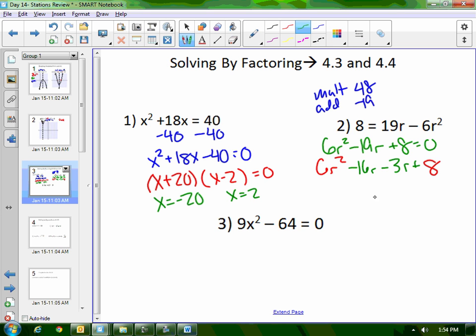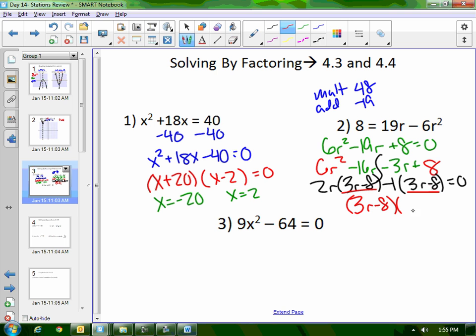That's plus 8. Once you've got four terms, you can do grouping. The GCF on this side would be 2r, and I'd have 3r minus 8. Here I'm going to bring out a negative 1, so I have 3r minus 8, and that still equals 0. And if you do it right, these should be the same. So 3r minus 8, and then what's left? 2r minus 1 equals 0.